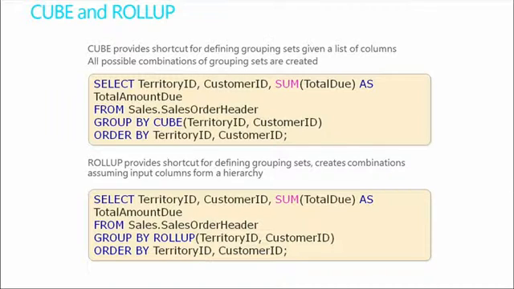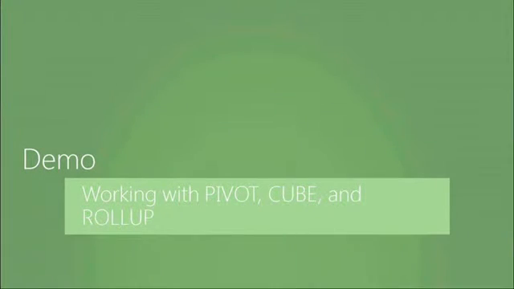The ROLLUP is very similar in the sense that it provides a shortcut for defining the grouping sets, and it creates combinations assuming the input columns are from a hierarchy. So this is more of a hierarchical approach than the cubing, when we use the CUBE process, I should say. So we've got a couple of these options available to us for summarizing our data, giving a summary of data instead of looking at the details. So, working with PIVOT, CUBE, and ROLLUP. Now I said you may not want to work with the PIVOT so much, but whatever you feel like demoing.